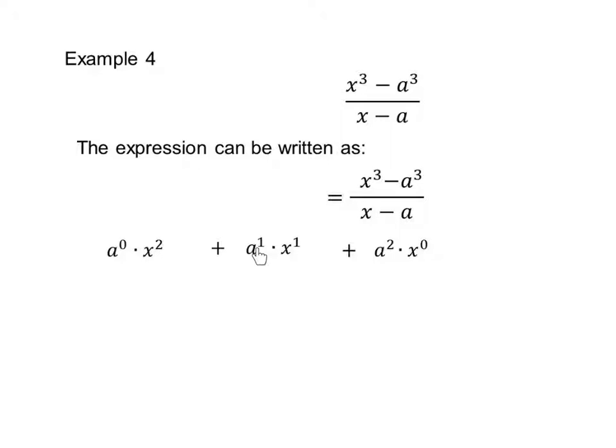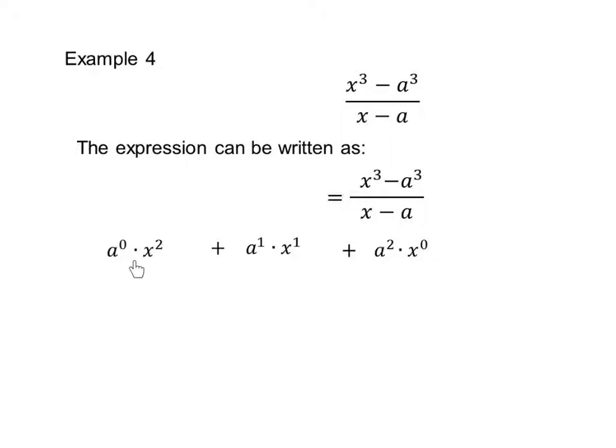The exponent of a is going up by 1 in the next term, and the exponent of x is going down. And then the next term, the exponent of a is going up by 1 to 2, and the exponent of x is going down to 0. That's how we know we are done, because the exponent of x has become 0. So simple enough. This division has only 3 terms. Actually, this is called the difference of cubes. This is the difference of cubes divided by x minus a. You will find just these 3 terms that are there.